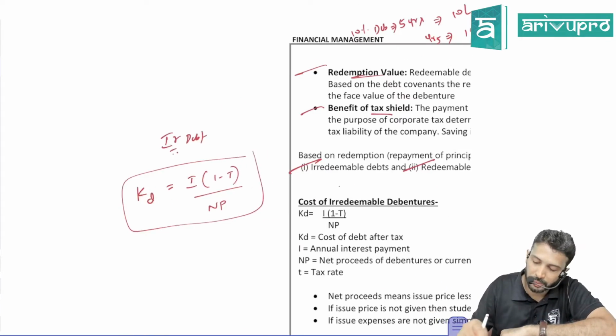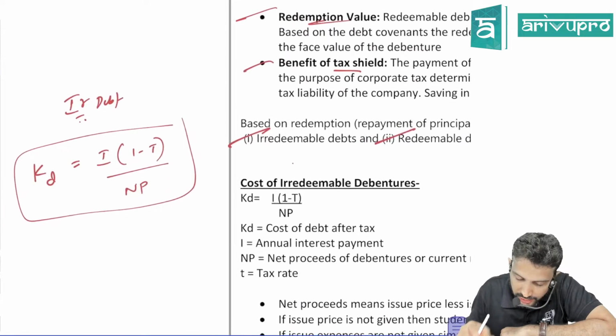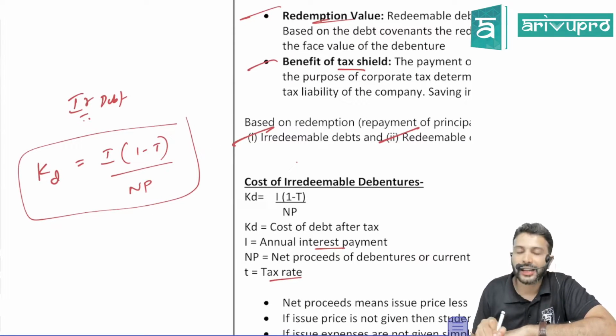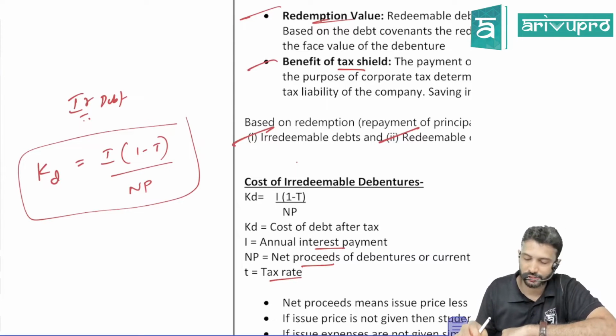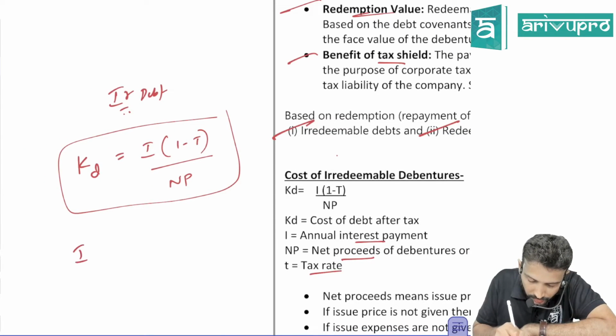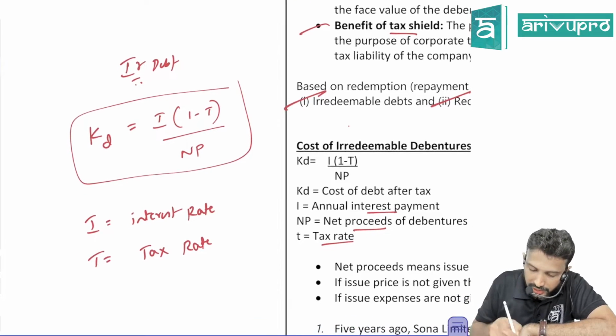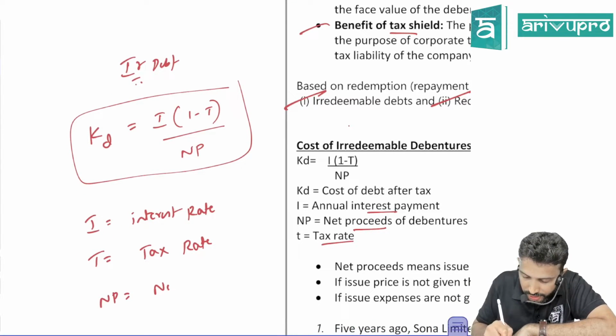Cost of debt is given by the formula interest into (1 minus tax rate) divided by net proceeds. Here I stands for interest rate, T stands for tax rate, and NP stands for net proceeds. I is equal to interest rate, T for tax rate, NP stands for net proceeds.